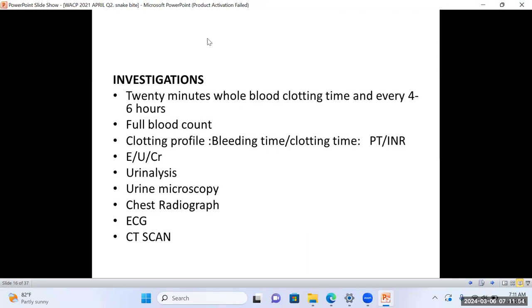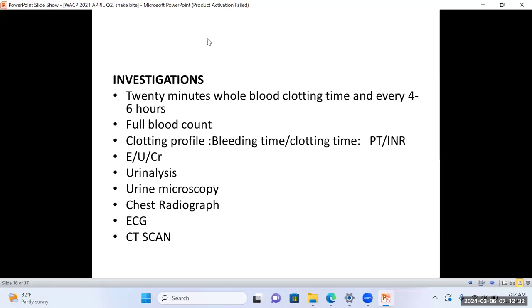Investigations would include a 20-minute whole blood clotting time. This will be done immediately to look out for signs of systemic envenomation like coagulopathy. And I want to repeat every 4 to 6 hours. I'll do a quick full blood count, assessing for the platelet count and other differentials. I will also do a clotting profile, electrolytes, urea, creatinine, urinalysis, urine microscopy. A chest radiograph may also be beneficial, especially if there's pulmonary involvement. An ECG will be beneficial because there are also myotoxic effects, and this can affect the heart muscles, resulting in arrhythmias. So ECG will be beneficial.